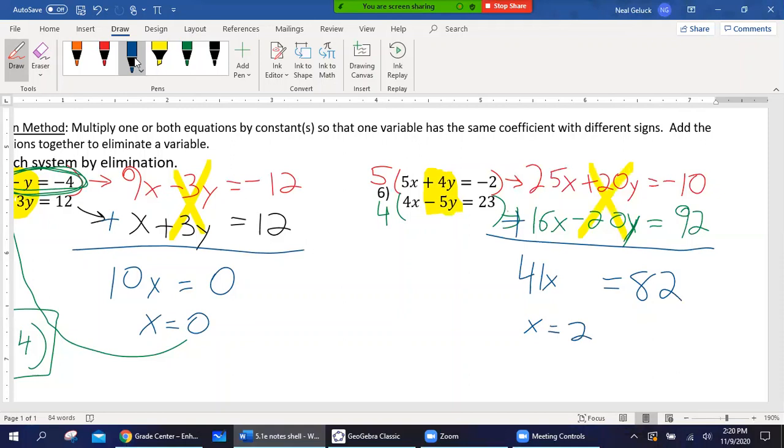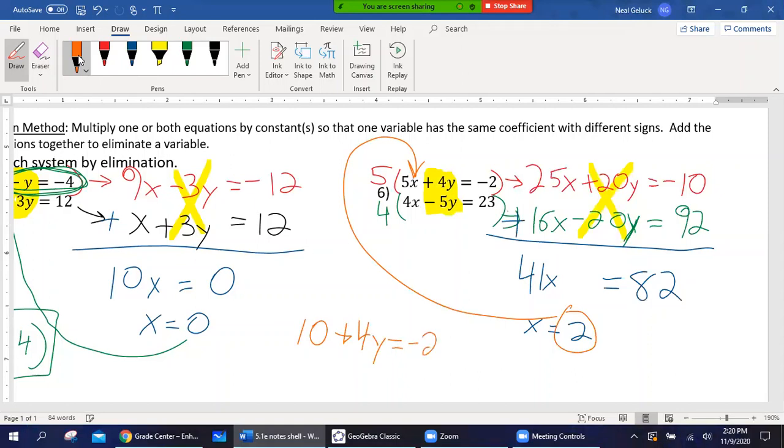And now again, I've got to plug that in somewhere to figure out y. So maybe I go to this top one. So if I plug that in, that would give me 10 plus 4y equals negative 2. If you solve for y, y is negative 3. So my answer is 2 comma negative 3. And again, you can always check these by plugging them back in for x and y.